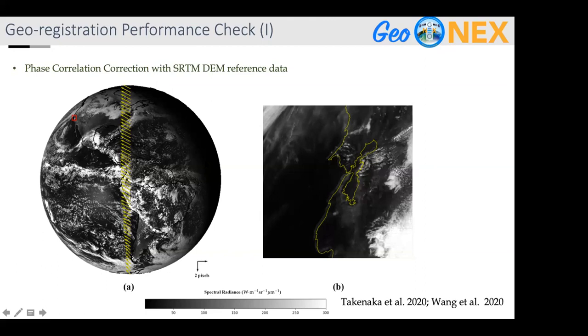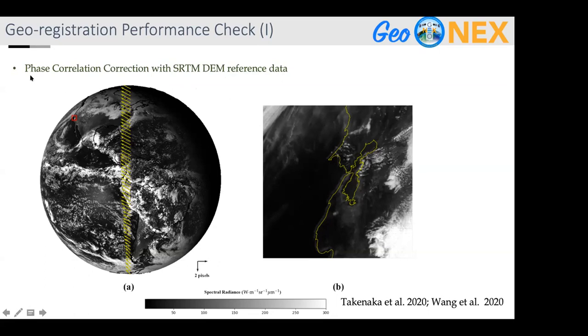On that day, there was an anomaly of the gyro sensor on the satellite, so they generated some large geo-correction errors. That was actually detected by us. What we do is we use the SRTM-DEM as reference data. We choose the coastline and do a correlation type of detection to see if the data acquired by the geostationary satellite has a location shift, right?